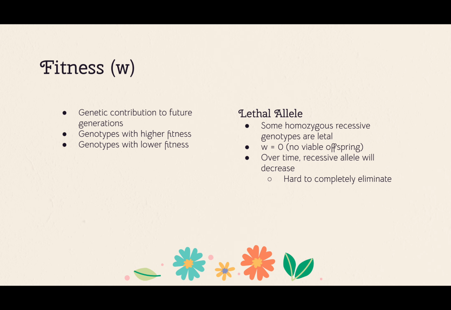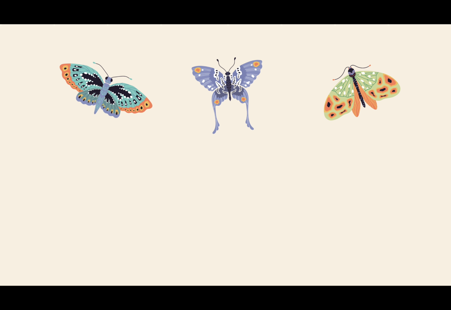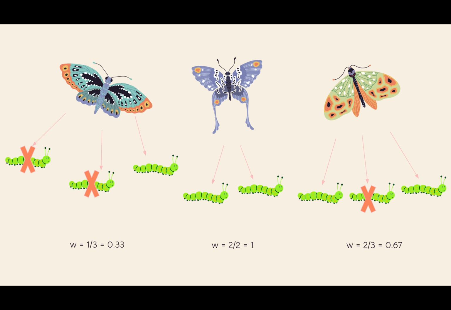individuals with homozygous recessive genotype have a fitness of 0 because they don't produce any viable offspring. Over time, this recessive allele will decrease, but it's hard to completely eliminate because heterozygous individuals can still survive and reproduce. Here are some example calculations for fitness, where the first butterfly only produces 1 viable offspring out of 3, so its fitness is 0.33. And you can see this with the 2 others.